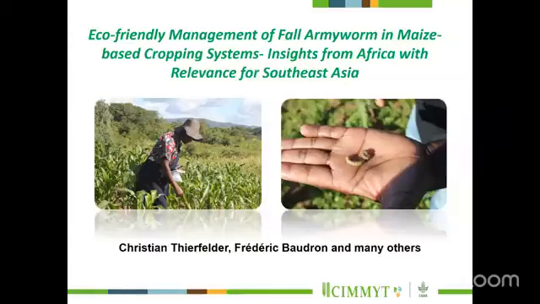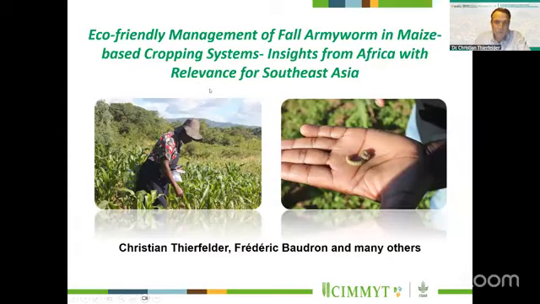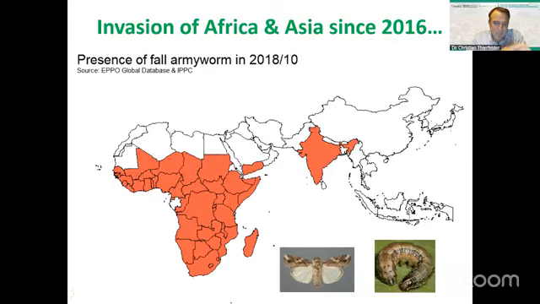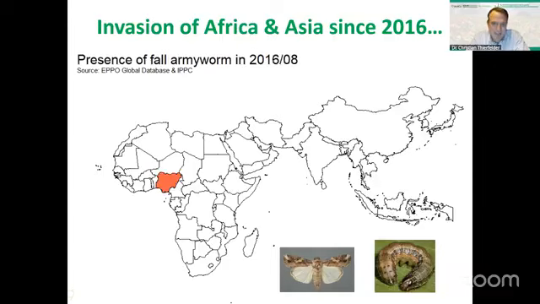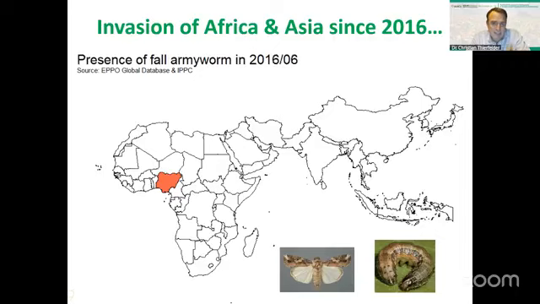I'm not a fall armyworm specialist, I must say, but I specialize in cropping systems research, and that has a good reason in this presentation. So when we observed in 2016-17 the emergence of cropping issues with fall armyworm, as you can see from this map, we were puzzled by differences in cropping systems, how they responded to fall armyworm. And that was an interesting aspect that we wanted to explore further.